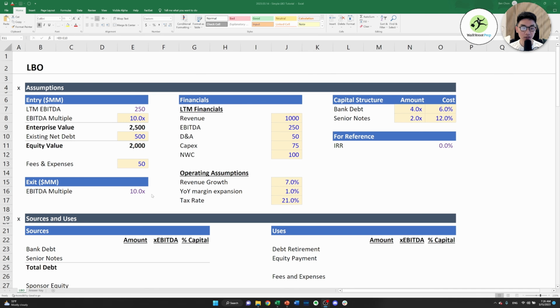A few additional notes I want to add is that a lot of times as a simplifying assumption, when you build out an LBO model, you'll just assume that your EBITDA multiple at your exit is the same as your entry multiple. And then a few other things here, your capital structure for your debt, you can see that 4 times, basically what this is saying is 4 times EBITDA or 2 times EBITDA. And then your cost is your interest rate, so 6% versus 12%. And obviously, as a PE shop or any company really, you want to take on as much debt as you can at lower interest rates.